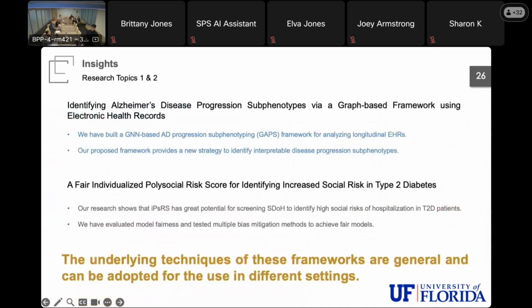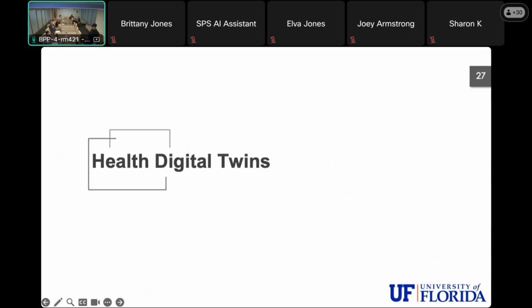So far, I have introduced two individual studies that develop different AI models for different purposes in healthcare, and the underlying techniques of these frameworks are general and can be adopted for use in different settings. For example, we are currently working on applying the polysocial risk score for AD patients. But it's in progress. But in the last section, I would like to share the workflow of building a health digital twin.